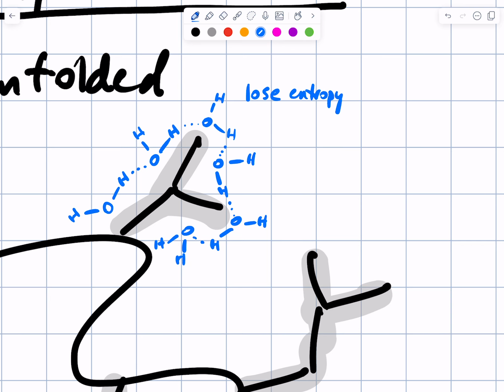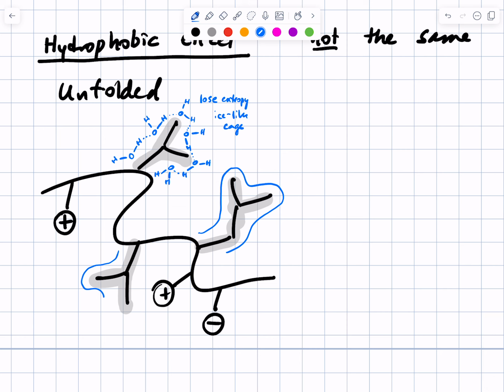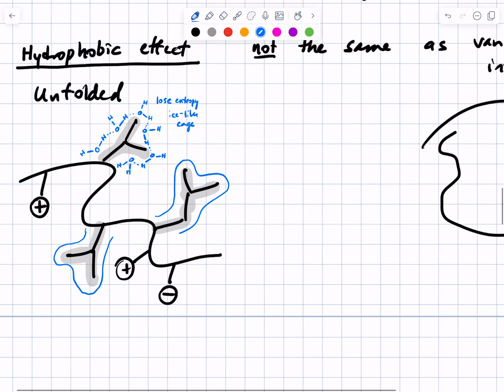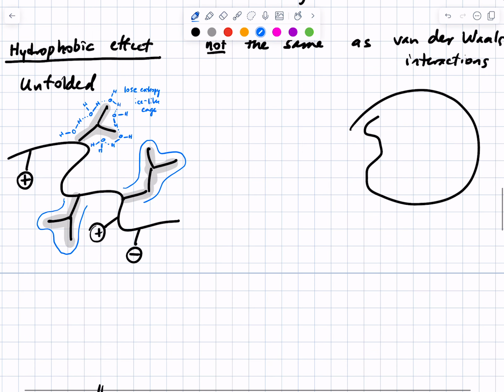Lose entropy. And in fact, around each nonpolar group, you have a similar sort of ice-like cage of water molecules. And the reason they form this ice-like cage around the nonpolar stuff is, again, they can't interact strongly with the nonpolar stuff, so they interact correspondingly more strongly with the water molecules that are immediately around them. That's what happens when nonpolar surface area is exposed to water. So this is what happens for a protein that is unfolded.